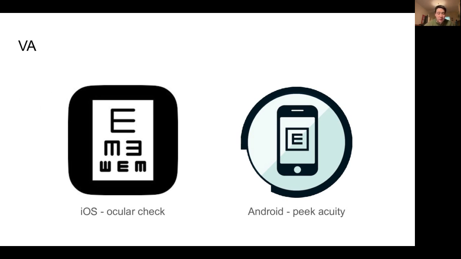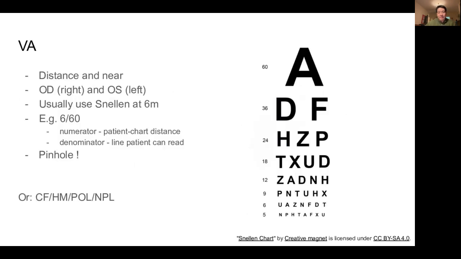I use Ocular Check all the time, and you basically just sit at the end of the bed, about 3 meters from the patient, and you click through, and the patient can read the letters, and then you can click whether it's 1, 2, 3 incorrect or all correct, and it will take you through, and then it will tell you what the visual acuity is. So visual acuity, it's important to test at both distance and near.